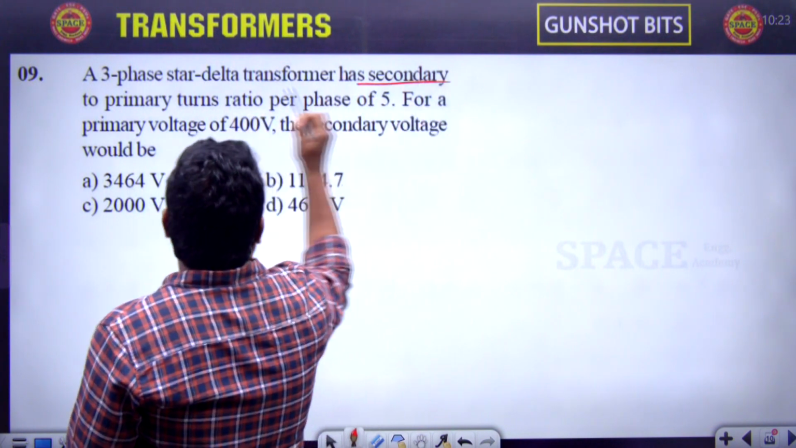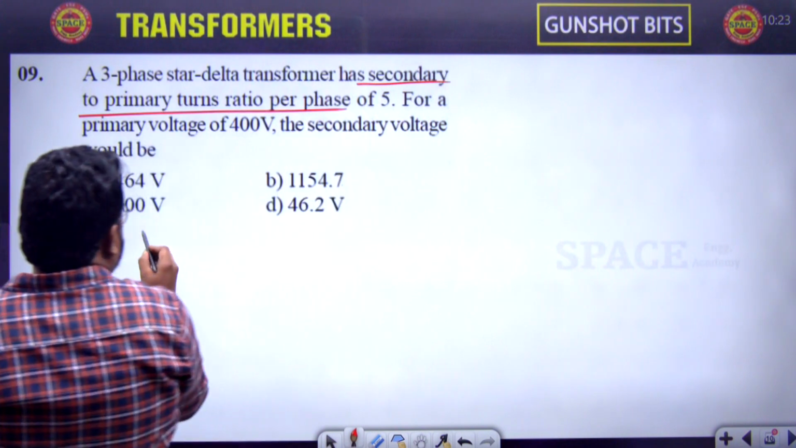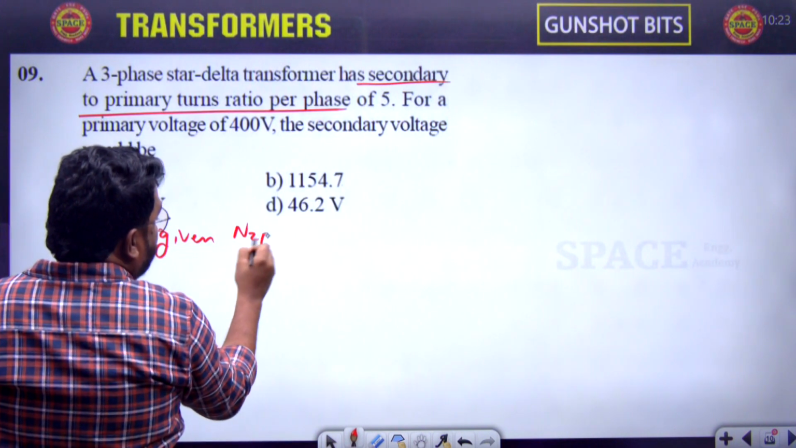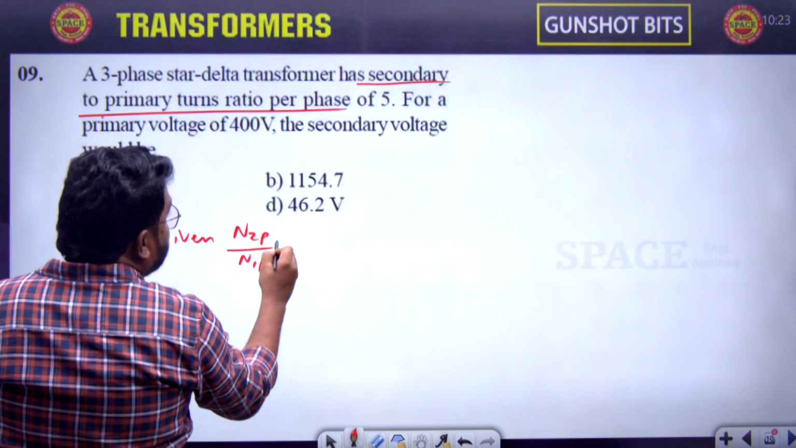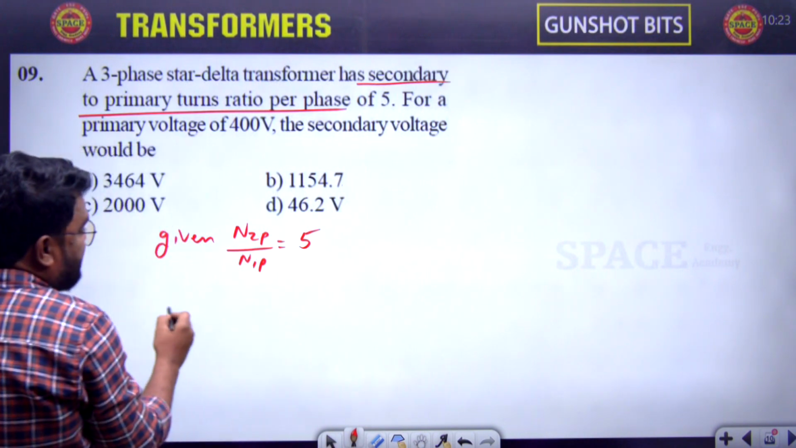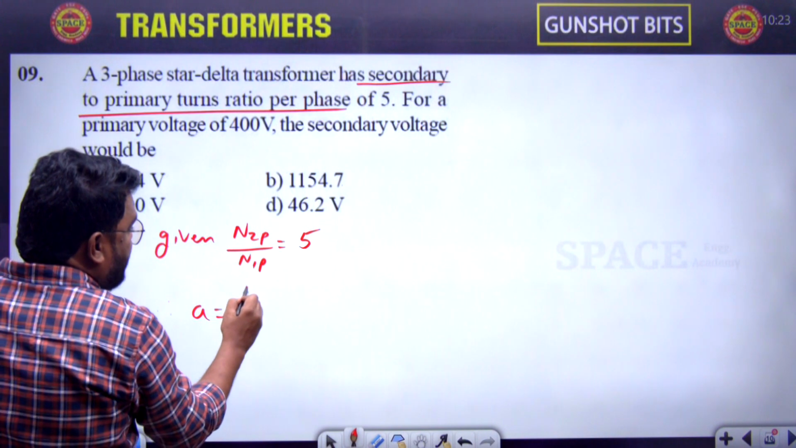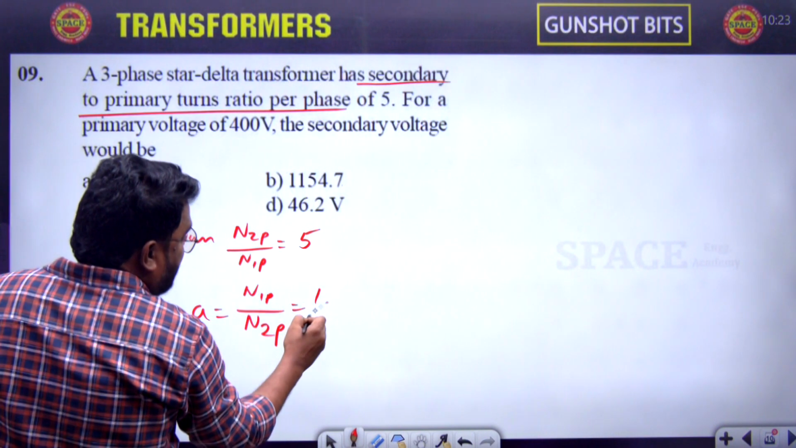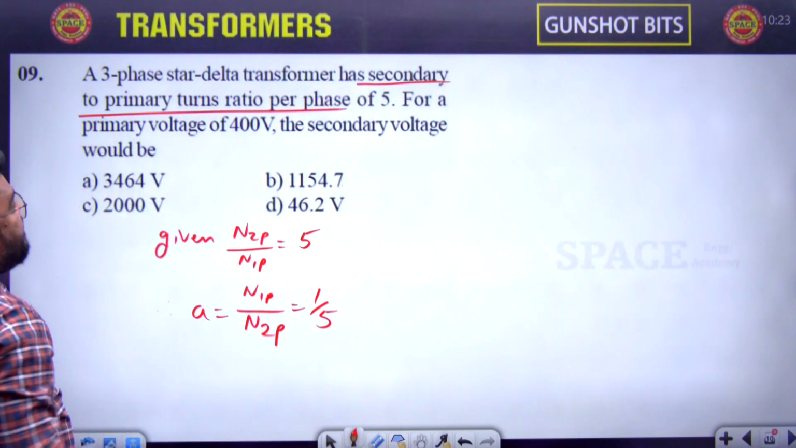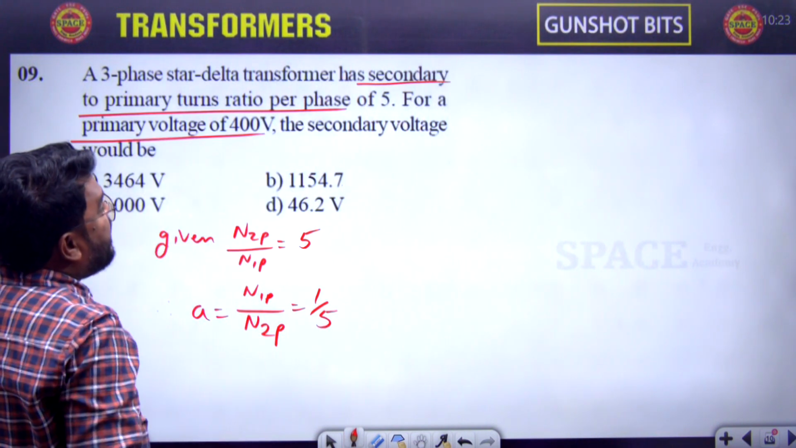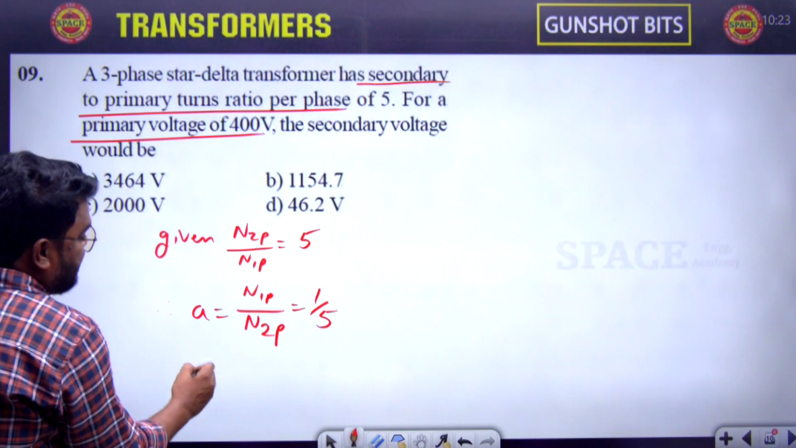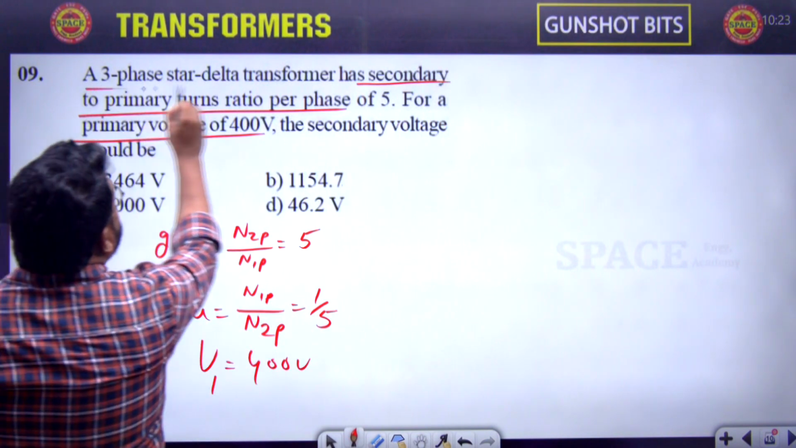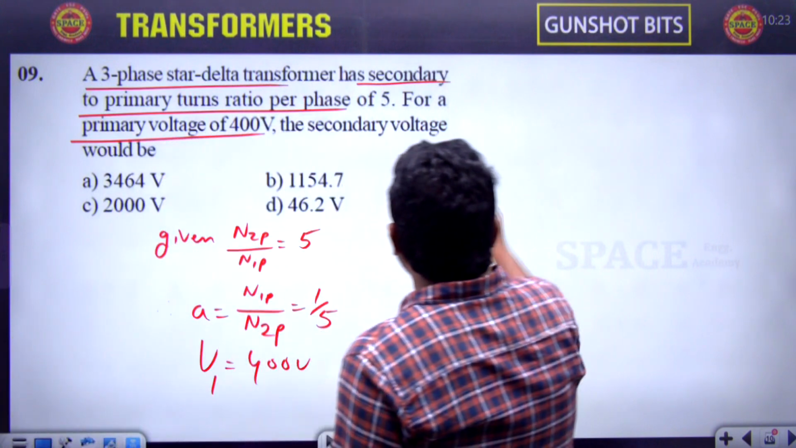Secondary to the primary turns ratio. So given that N2 phase by N1 phase is equal to 5, therefore A is equal to N1 phase divided by N2 phase, which is 1 by 5. And for a primary voltage of 400 volts, this is V1 equal to 400 volts. Now which transformer? Star delta 3 phase transformer.